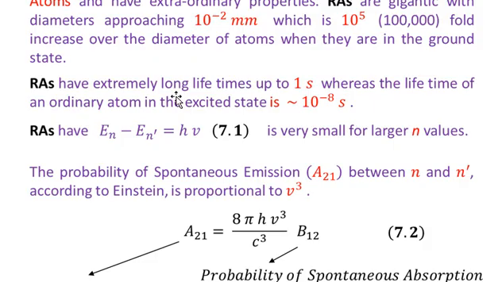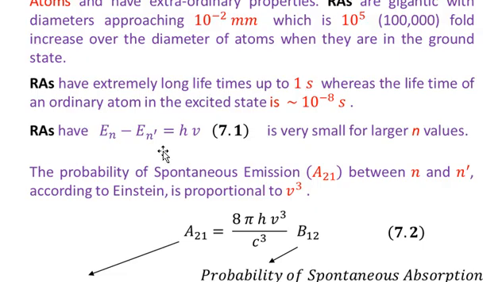Rydberg atoms have extremely long lifetimes, up to 1 second, whereas the lifetime of an ordinary atom in the excited state is of the order of 10 to the power minus 8 seconds. So here you can imagine the long lifetime of the Rydberg atoms. And this is the long lifetime of the radiative decays, where the photon will decay. So these are the radiative lifetimes of such levels.